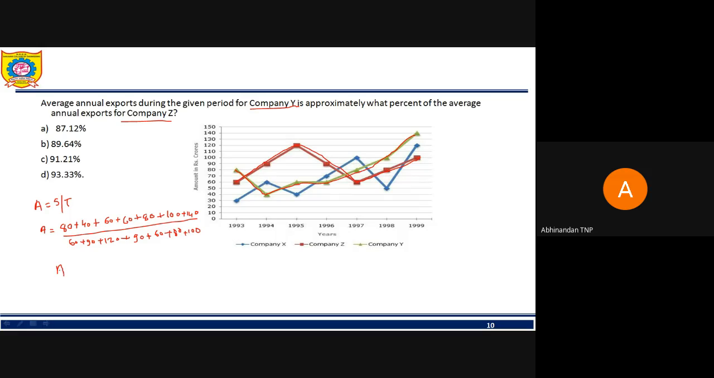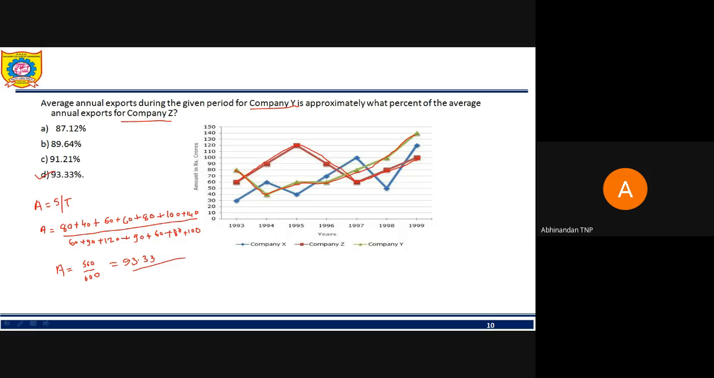If you perform this average, it is equal to 560 divided by 600. So what you get is 93.33. 93.33 is the right answer. Option number D is correct.